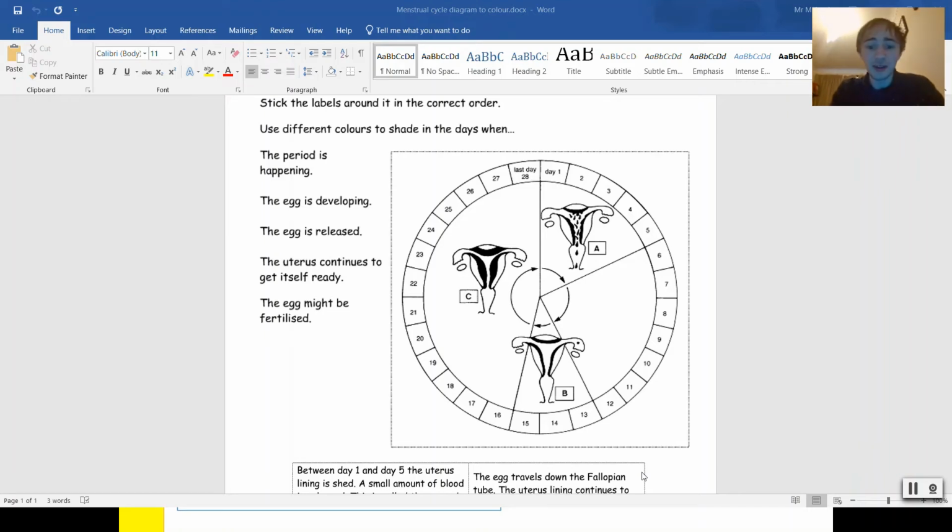The uterus continues to get itself ready. Well, that is from about day 17 to 28. And the egg might be fertilized. You're looking at days 15 or 16, a couple of days after whenever you picked ovulation to happen.